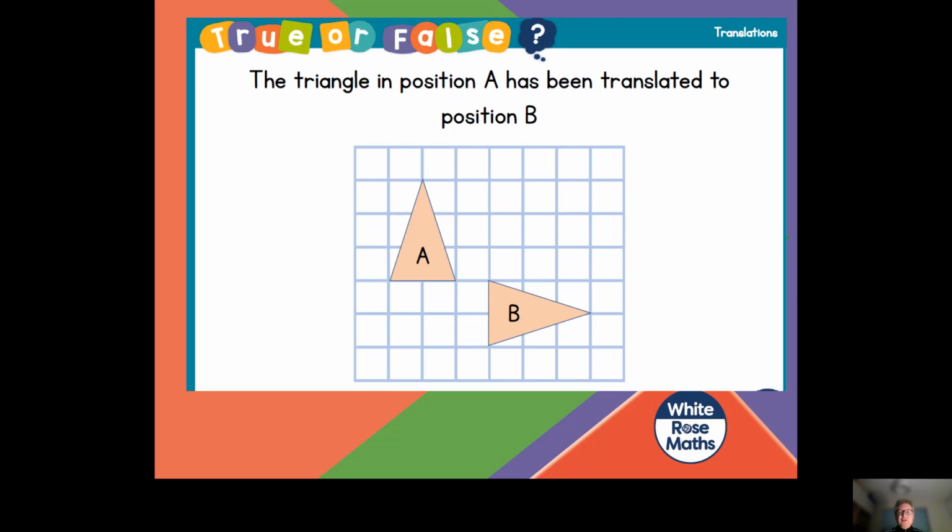Triangle in position A is being translated to position B. True or false? Why is it true? Why is it false? If you're not sure yet, then that probably is going to indicate that you might A, benefit from rewatching the video, and B, starting on step 1. Have a go at this.